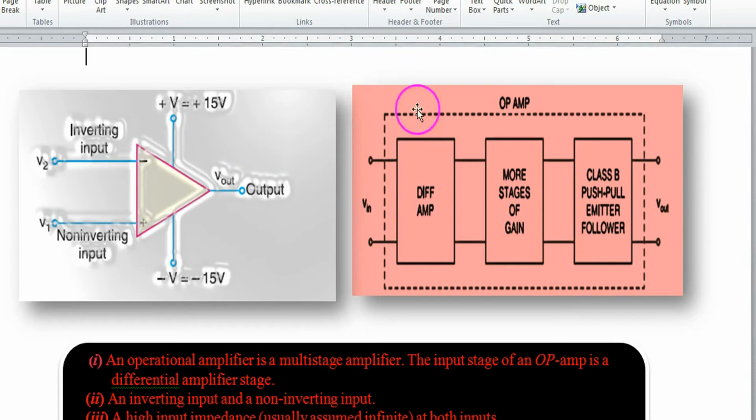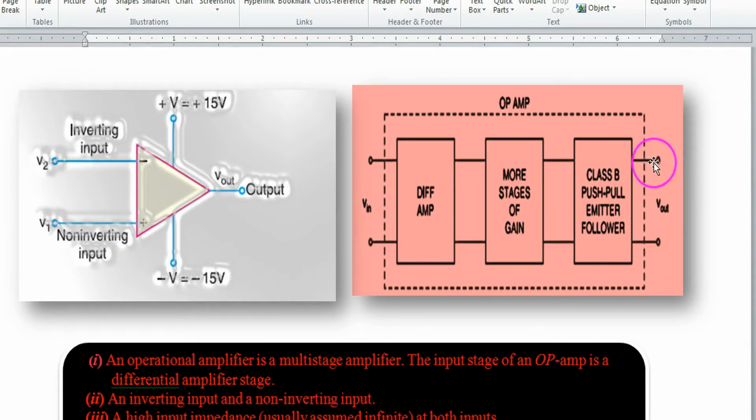This is the operational amplifier. This one is the actual diagram. It is multi-stage, shown with 3 stages. The input stage is a differential amplifier, then there are more stages to amplify the signal, and the last stage is a push-pull amplifier. There are 2 inputs and there are 2 other outputs.